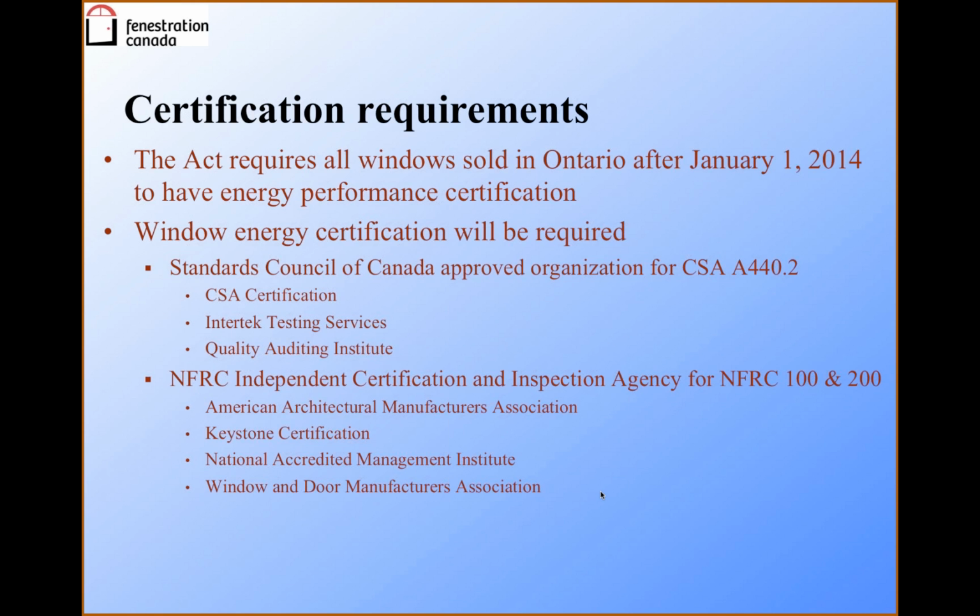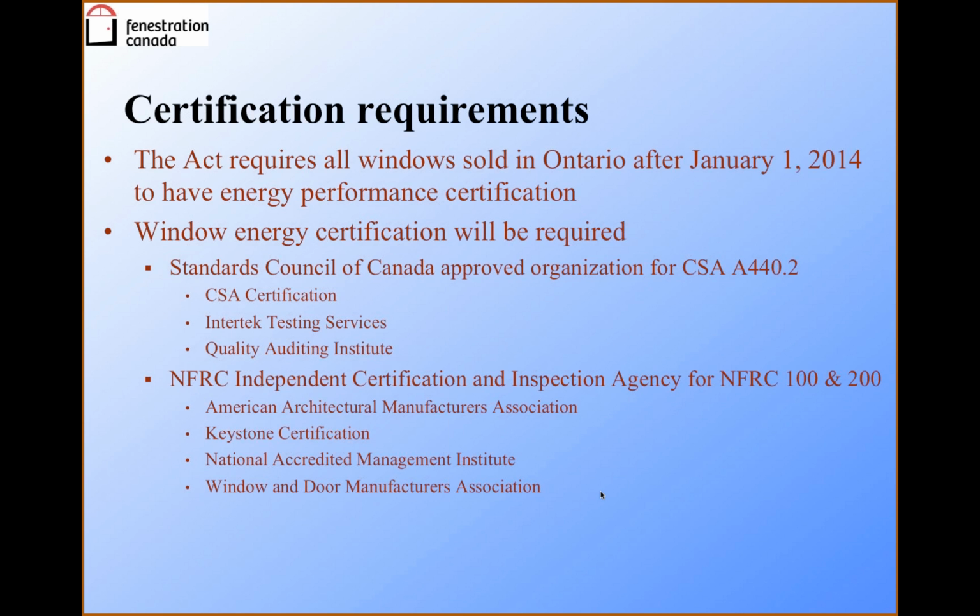The certification requirements that have been included in the Act. All products covered under the Green Energy Act in Ontario, whether that be light bulbs, refrigerators, any product sold in the province, has to be independently verified by a third-party certification program. So the products covered in this Energy Act, any product that's already been there, has to have this certification requirement met. So the Act requires that all windows sold in Ontario after January 1, 2014 will have to have an energy performance certification, certified under an independent third-party certification program.